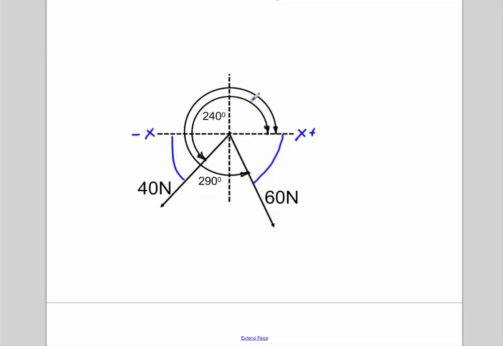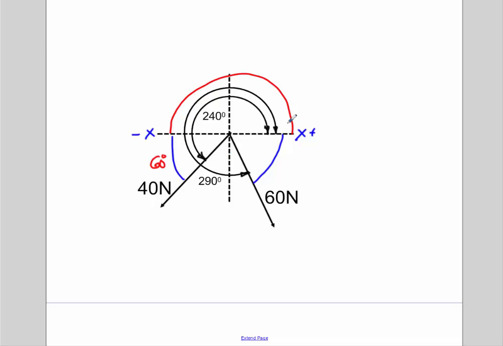If it's 240 degrees all the way back over to here, we'll take 240 and we'll subtract 180. The reason I subtract 180 is because it's 180 all the way back over to here. So 240 minus 180 gives me 60 degrees. So my angle here would be 60 degrees.